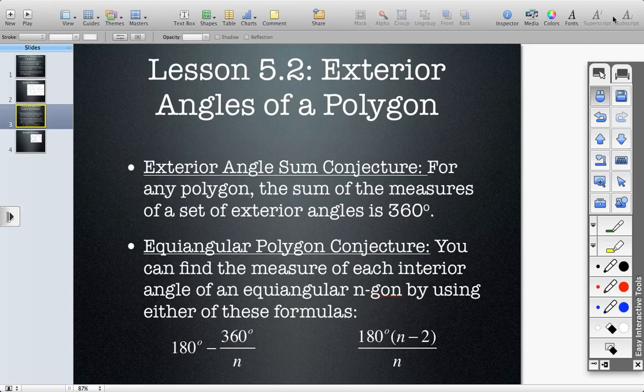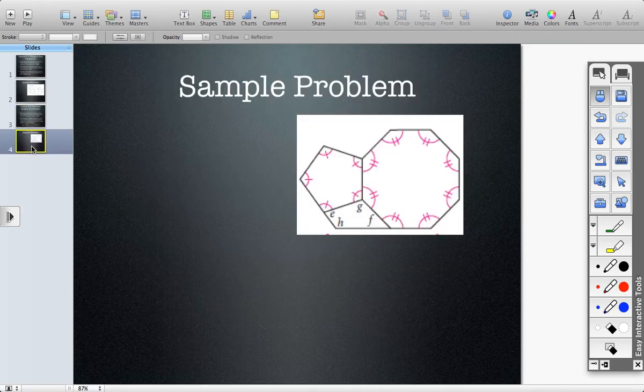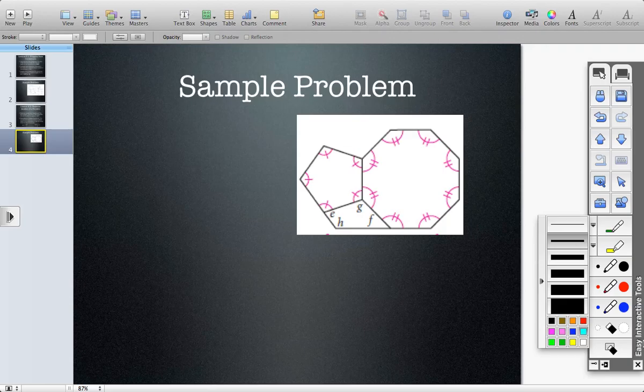Let's take a look at an example of how we could use these conjectures to help us solve a problem. All right, so I'm going to pick another color. That blue was a little hard to see, so let's go with a nice obnoxious green color. All right, well, I want to figure out what E, G, F, and H are.